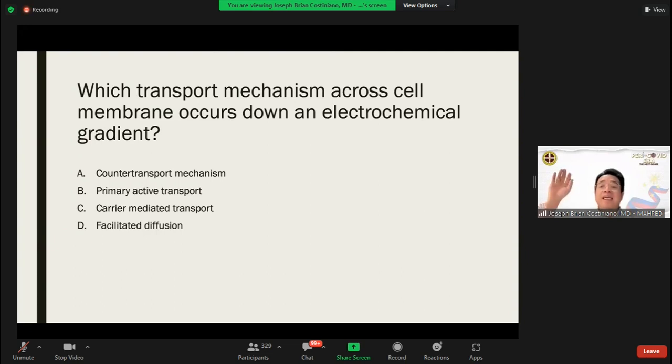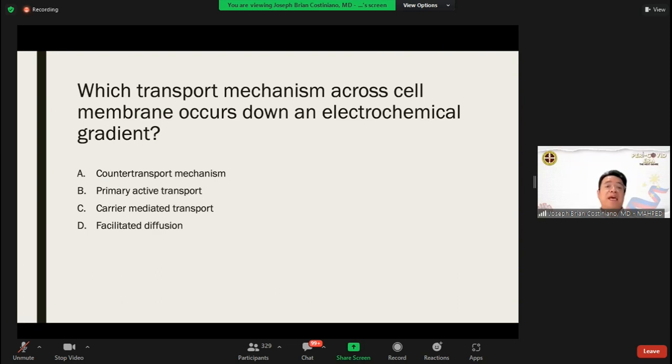Meanwhile, if it says against an electrochemical gradient, no? Against siya. So from low to high, then of course you need energy, no, to transport that substance. And when you need energy, of course, it's ATP dependent. So it is an active transport mechanism. So kung atakihin natin ang mga choices, you look at A, B, and C. A, B, and C all need energy. Okay? It all needs energy kasi counter-transport yan eh. You need energy, no? To go against the electrochemical gradient.